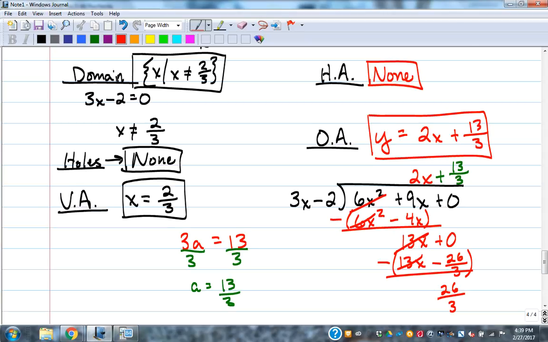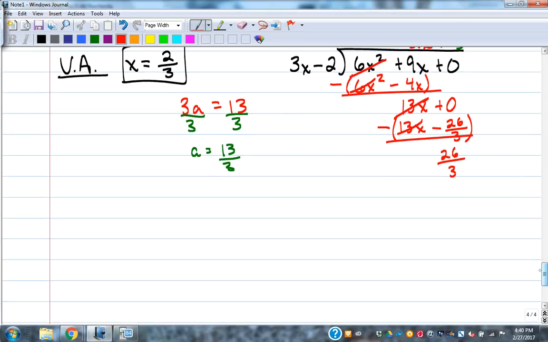Long division. I told you guys we're going to have to use it at some point back earlier when we're doing polynomials, and we did long division the first night with that. This is where you need it again to find that oblique asymptote. All right. Next thing is, does it cross? So does f of x cross y equals 2x plus 13 over 3?